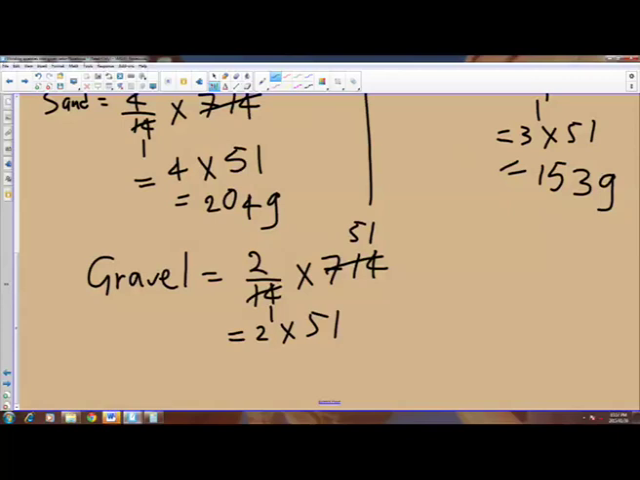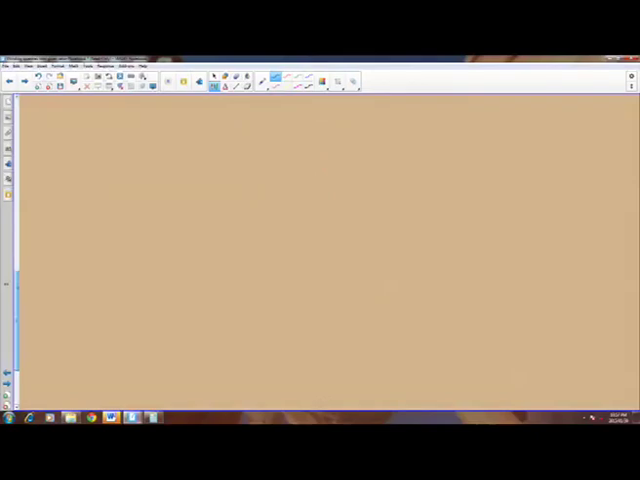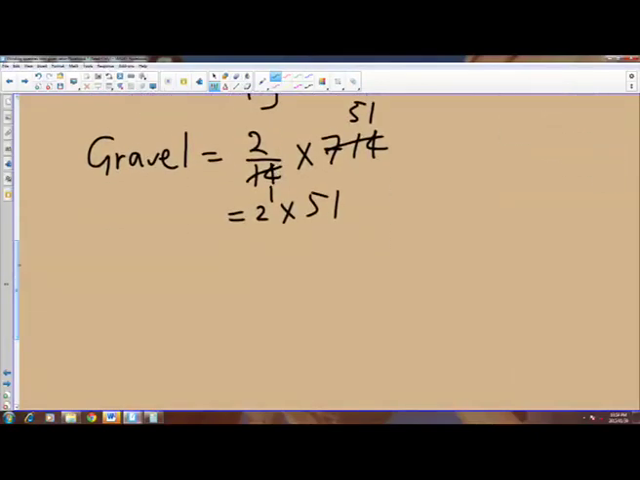What are we going to get when we multiply 2 and 51? 2 times 1 is 2. 2 times 5 is 10. So the weight of gravel is 102 grams. This is the weight of gravel.